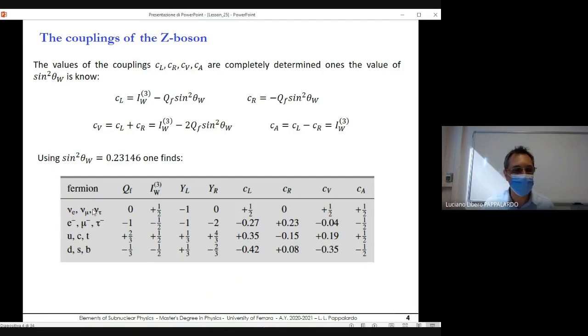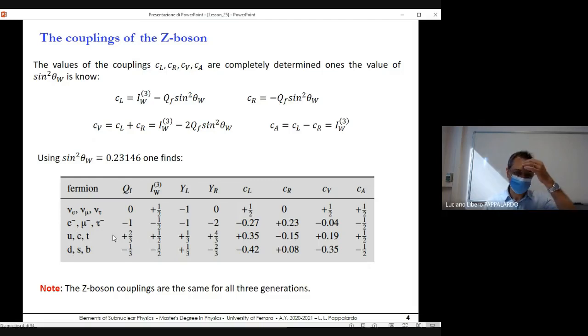So for the neutrinos, this is the charge, the component of isospin, the hypercharge for left and right handed, and then we have here the four coupling constants. And same for the charged leptons, the up-type quarks and the down-type quarks. And what results from this table is that the Z boson couplings are the same for all three generations. So C_A is plus one half for electron neutrino, muon neutrino, tau neutrino, and plus one half for up, charm, and top. So this was indeed our arriving point.